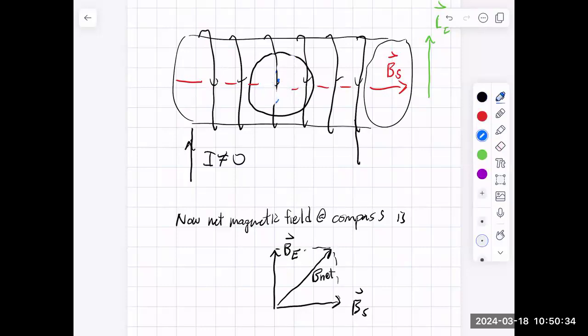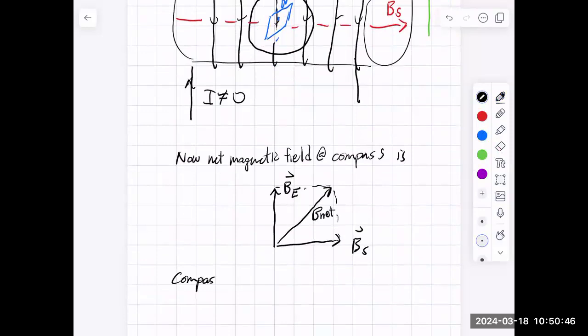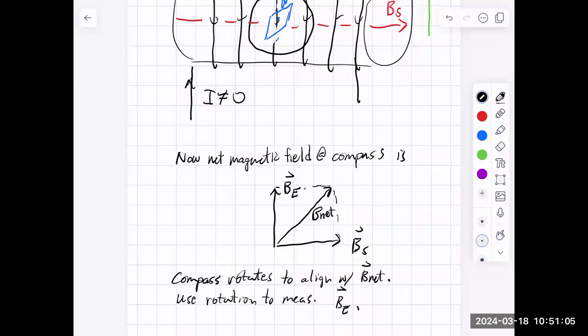And by how much it rotates is going to be used to determine the strength of the magnetic field. So the compass rotates to align with the net field. We're going to use the rotation to measure the Earth's field. Okay, so the idea is we know the strength of the solenoid magnetic field, and we know how much the compass is rotated, and we can use that information to find the strength of Earth's magnetic field. And so that's what you're going to do. You're going to measure Earth's magnetic field in lab number 7 using very simple equipment, just a coil of wire and a power supply to provide a current.